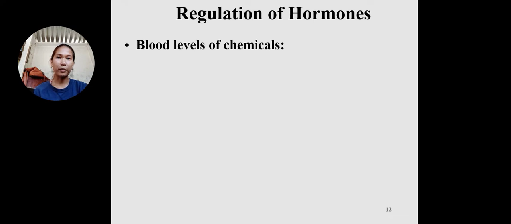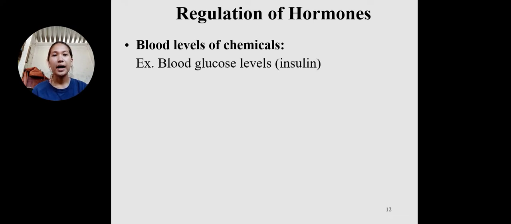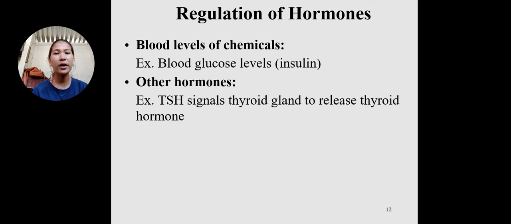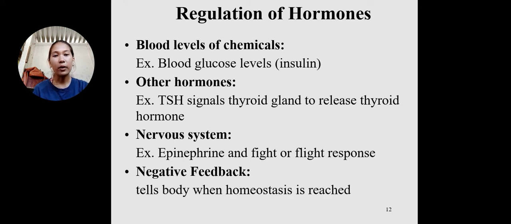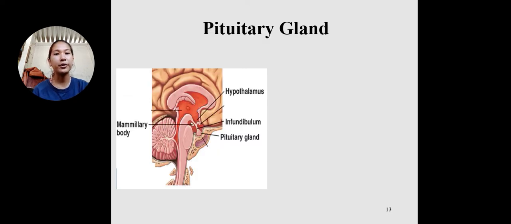So, regulation of hormones: blood levels of chemicals. An example is the blood glucose level, or the insulin. Insulin is produced by the endocrine glands. Other hormones, for example TSH, signal the thyroid gland to release thyroid hormones. The nervous system, for example epinephrine and the fight or flight response. And lastly, negative feedback, which tells the body when homeostasis is reached. We are all familiar with that.